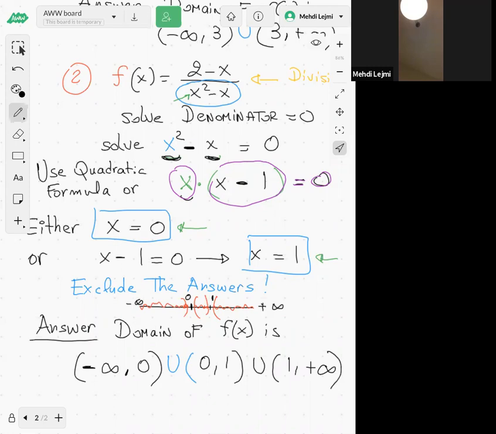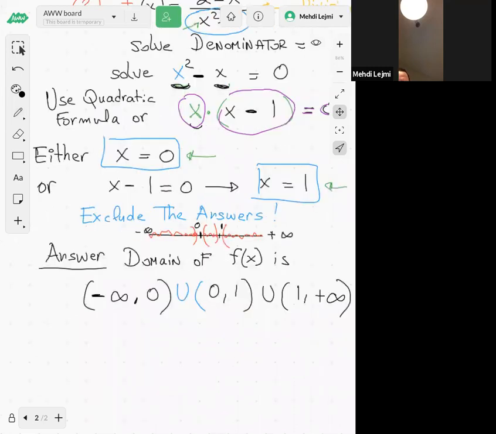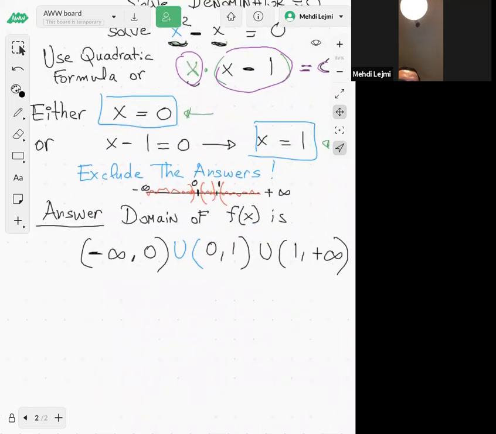Does this make sense to you guys? I mean, again, you don't really have to think about it. You have the division, solve denominator equal to 0, and exclude the answers from the domain. Use parentheses to exclude the answers. Okay, so I guess there's no question. That's good. Well, hopefully, you know what you are doing, guys.